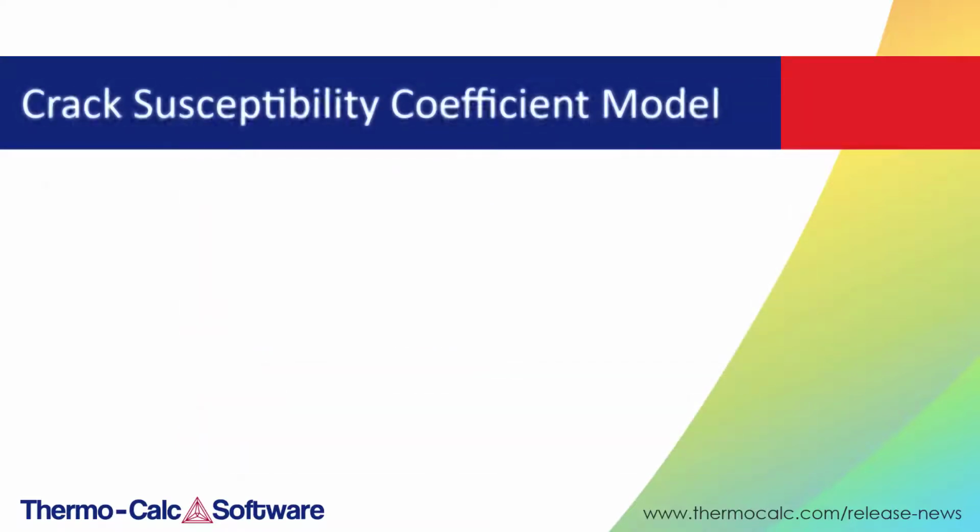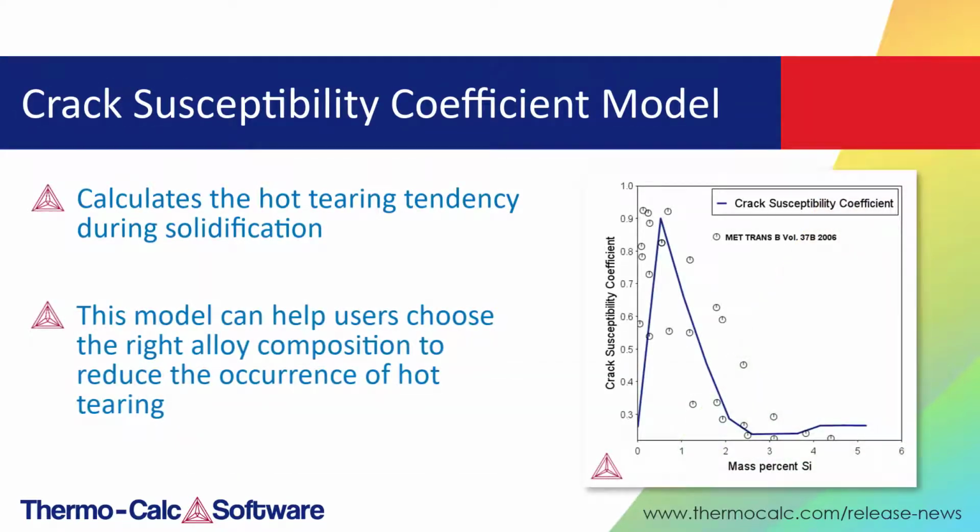The crack susceptibility coefficient model is used to calculate the hot tearing tendency during solidification. Hot tearing is one of the most common and serious defects encountered during the casting of aluminum and magnesium alloys, and this model can help users choose the right alloy composition to reduce the occurrence of this issue.